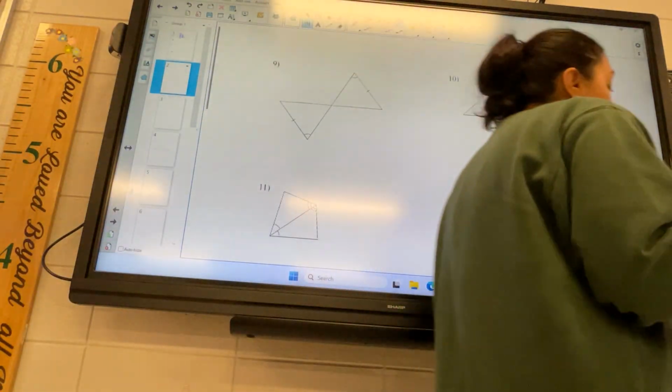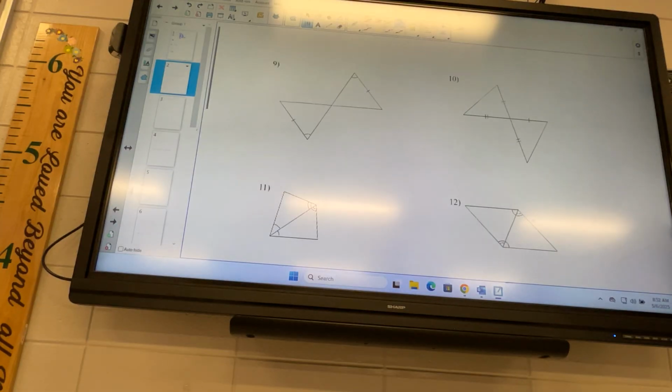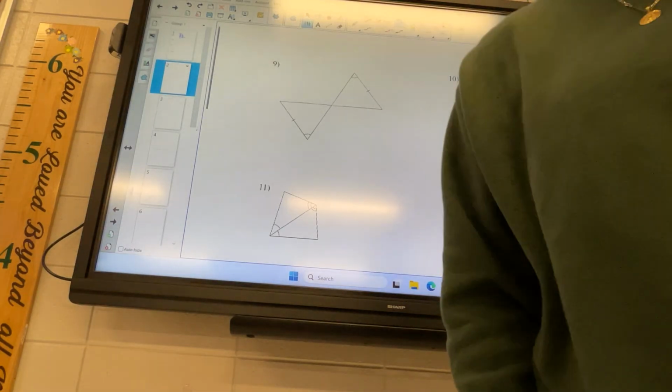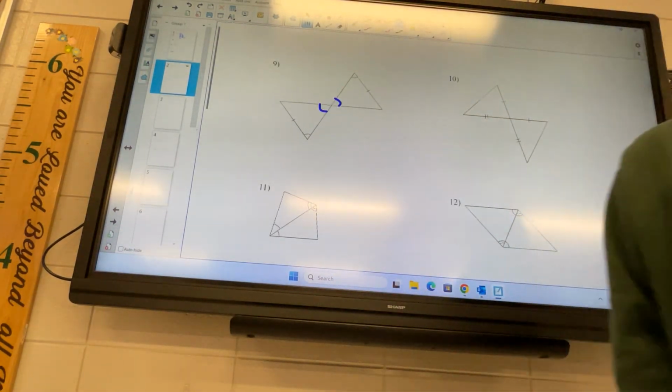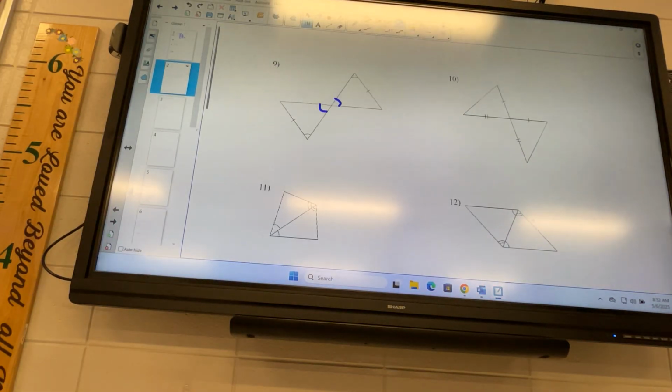Okay, number 9. Are the two angles touching? Yes. So what do we have to mark? The angle in the middle. When they're touching, that means you absolutely have to mark one thing, whether that be a side or an angle, and you only get to mark one thing. You can't mark 2 or 3 things. You can only mark one thing.